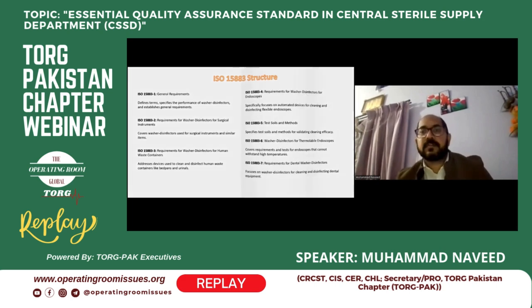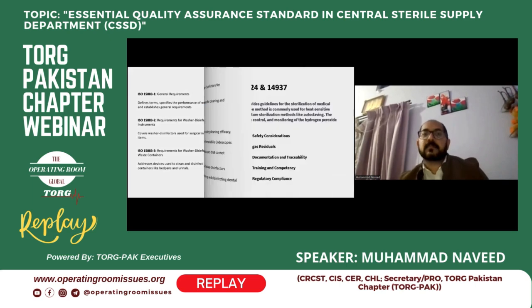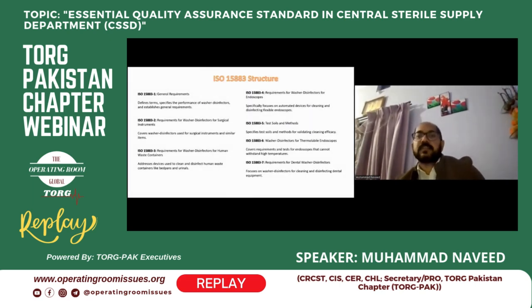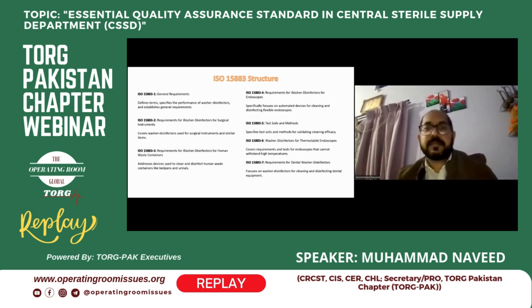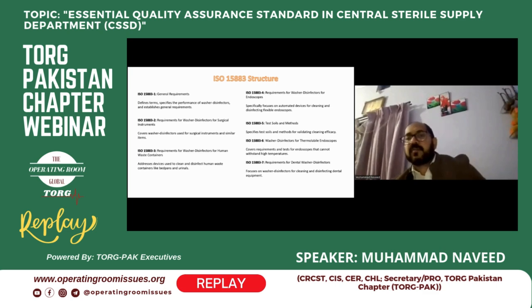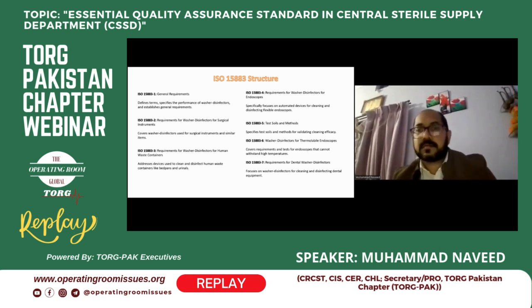The fourth one is requirements for washer disinfectors for endoscopes. When we are working with flexible scopes, we have to implement this standard. If we are doing flexible scope reprocessing in our CSSD and we have a washer disinfector for endoscopes, this standard tells us how we can clean and disinfect the flexible scopes.